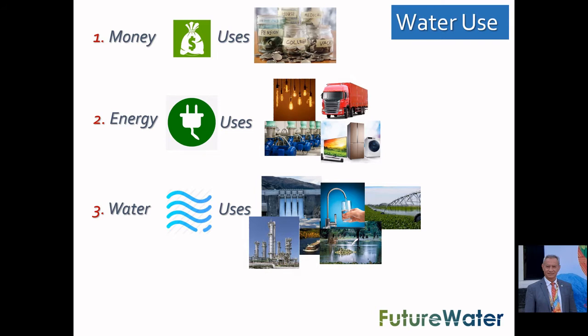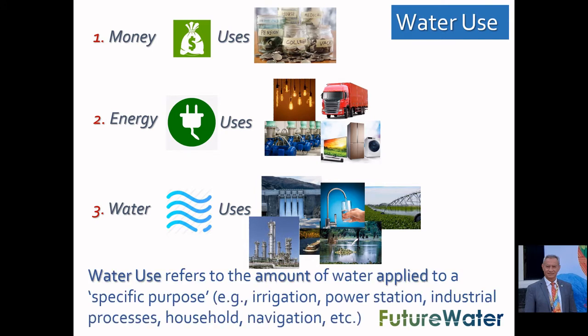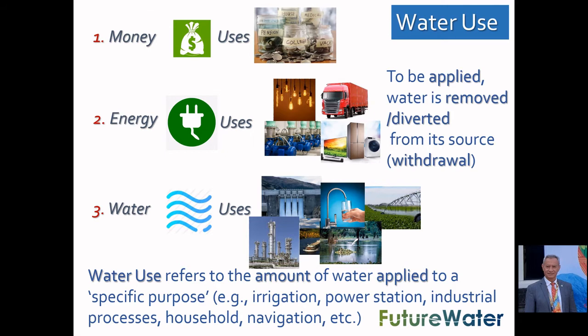In the case of water use, you also have an allocation. You can go, for instance, for the production of electricity, or for industry, or for urban sector, for navigation, for environment, but also for irrigation, which will be a major, let's say, domain in which you will be working with. In the case of water use, we refer to the amount of water that is applied to a specific purpose. Like we were saying, can be irrigation, power station, industrial processes, etc. And you have to consider that to be applied, water is removed, diverted from its source. So another term you encounter is withdrawal.